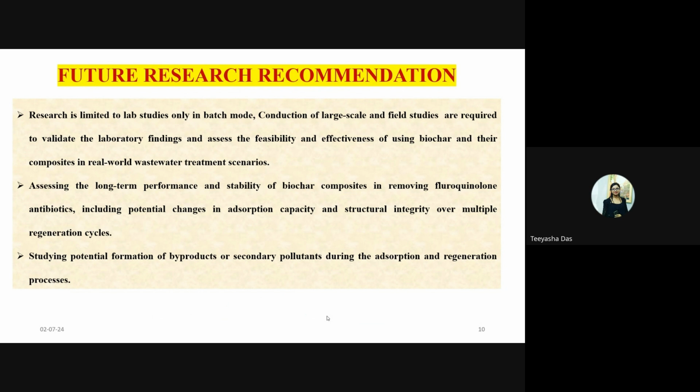Assessing the long-term performance and stability of biochar composites in removing fluoroquinolone antibiotics, including potential changes in adsorption capacity and structural integrity over multiple regeneration cycles, then studying potential formation of byproducts or secondary pollutants during the adsorption and regeneration processes. So here I'm ending my presentation.